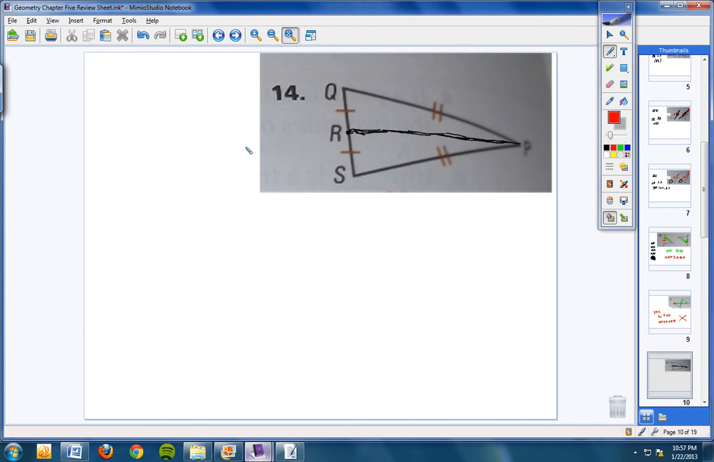Okay, it's kind of funny. Number 14, do you notice this black line I've drawn right here?